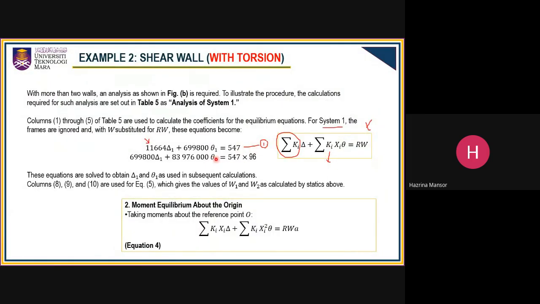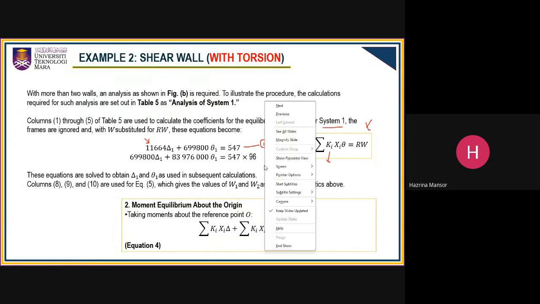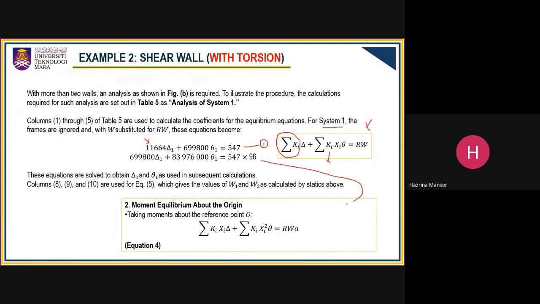So you will get 699,800 rotations. And RW is given in the previous step with 547. So this is equation 1. And the second equation comes from the moment equation. And this comes from the transverse force equation.